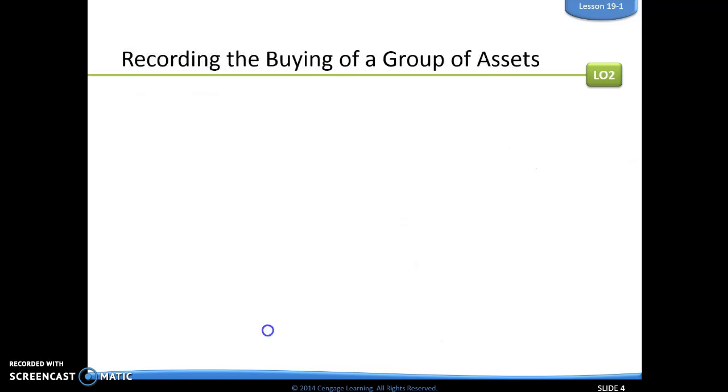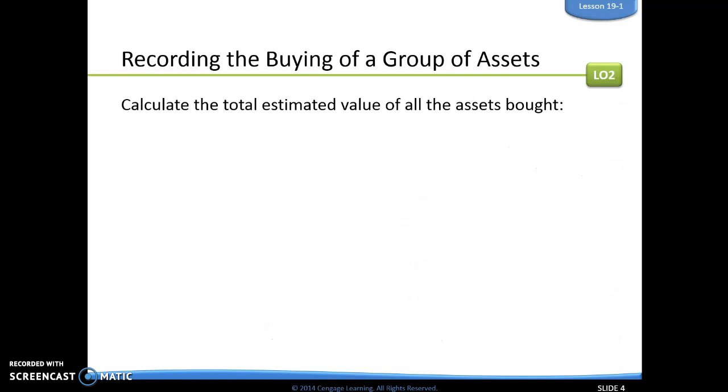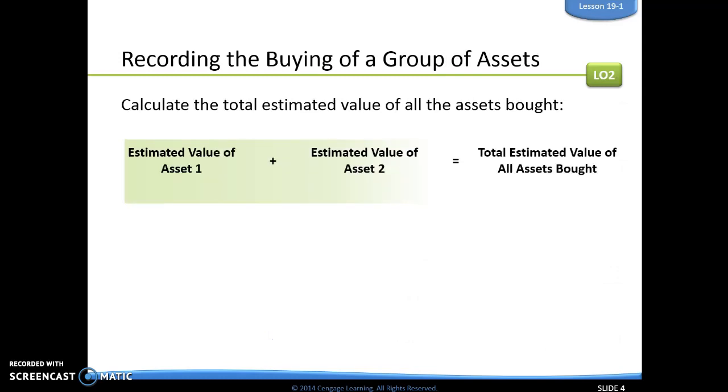Now, what's new is when we're buying a group of assets. To calculate the total estimated value of all assets bought, first we're going to do some estimations. In this example, we're buying 2 assets for one price. We're estimating that one of the assets is $7,500, and we're estimating the second asset is $22,500. So a total, remember this is an estimation, would be $30,000.